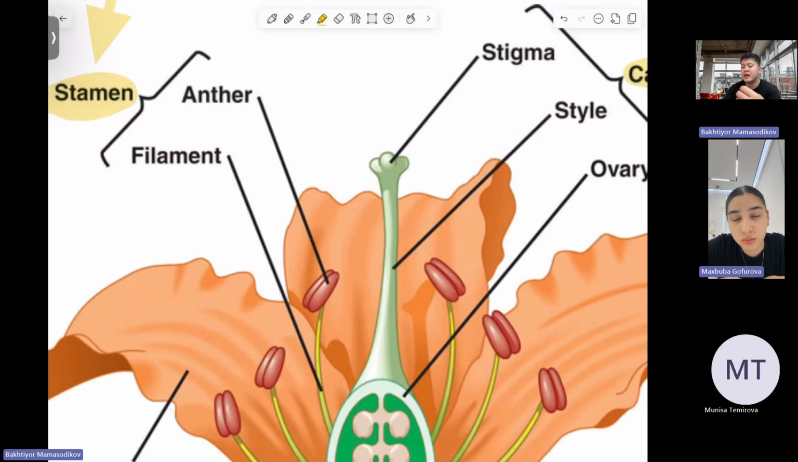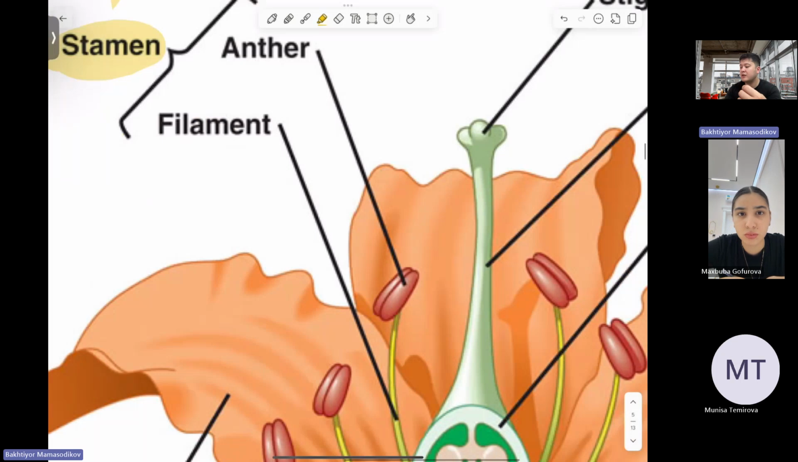Okay, so what is anther? So anther is this part. Okay, this part is called the anther, and this anther produces the pollen. You know what pollen is, right? So pollen, in the early spring, there is a lot of pollen.